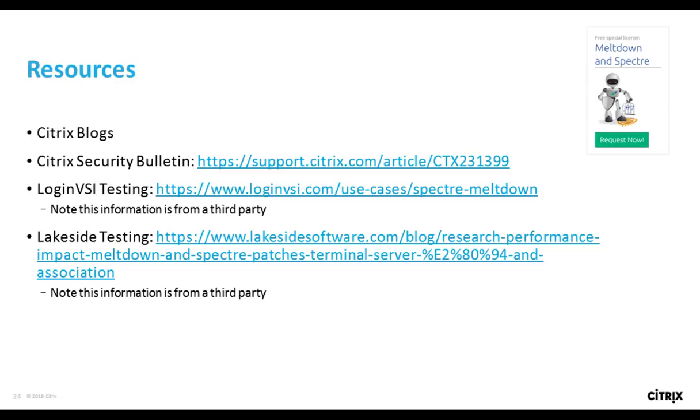Some of the testing I mentioned from Login VSI, if you want to look at those Windows 7 and 10 numbers of optimized and unoptimized and see what they did for Meltdown only, I think those tests are really good. Just note that info is from a third party. And then same with Lakeside testing. I mentioned them on another one of those slides, but didn't get into specifics there. But they also did a really good test I liked, showing some of the impact of Meltdown only on XenApp. And again, just note that is from a third party and not Citrix.